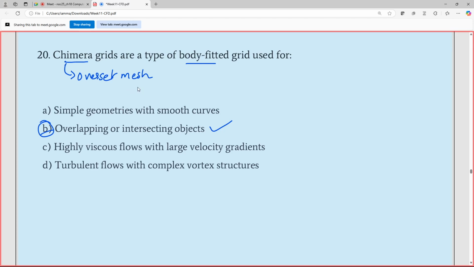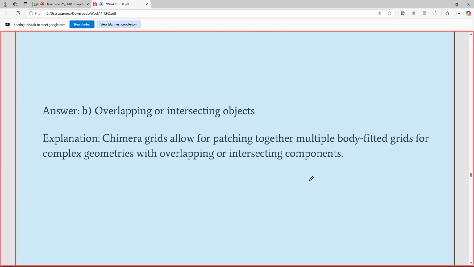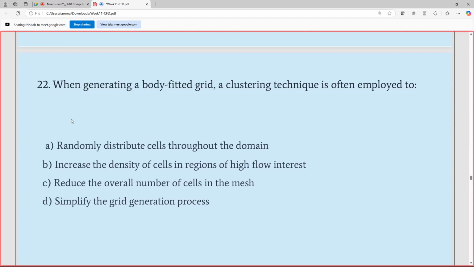So this chimera is a type of body fitted grid used for overlapping or intersecting objects. This chimera mesh allows for patching together multiple body fitted grids for complex geometries with overlapping or intersecting components. Our answer is option B. Moving on to next question.